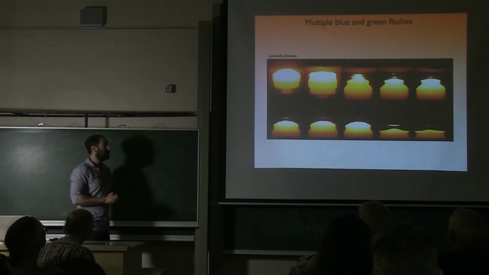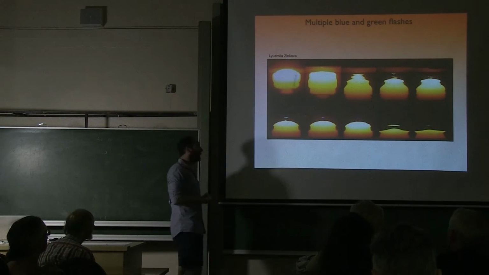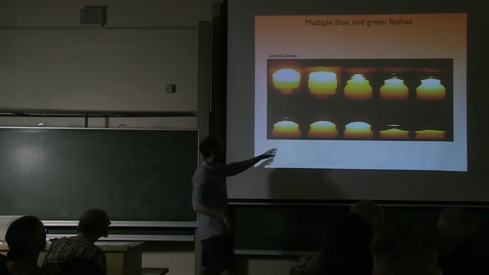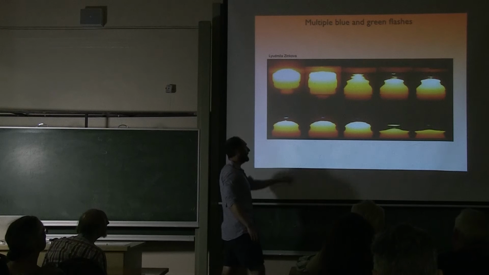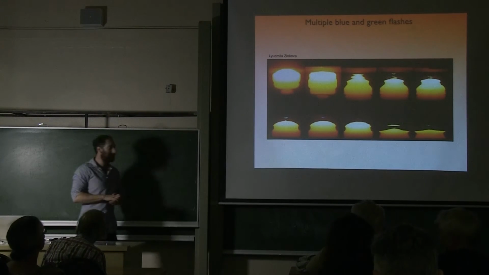In fact, sometimes you'll even see the blue part of the spectrum, which of course is scattered much more than the rest. So here, these are multiple green and blue flashes. So here you have blue flashes. I've seen the blue flash once, but it's quite a lot more rare.